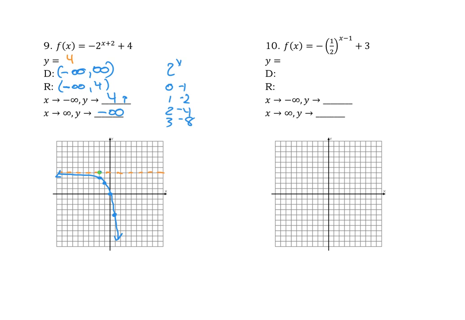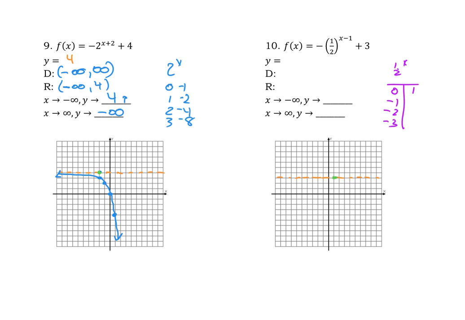Okay, so this next one, I have a decay. I reflect over the x, and I have a horizontal asymptote at 3. I'm shifting to the right 1. So I'm going to use my 1/2 to the x. Remember decay, I'm going to the negative.